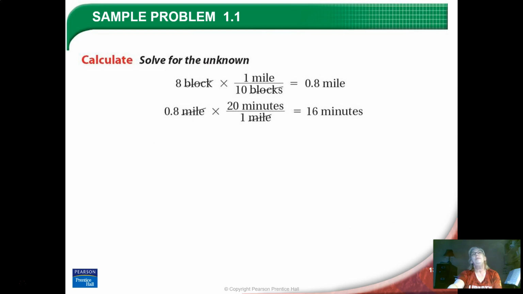So when we do math in chemistry, you're going to see a lot of this. You're going to have to change from one kind of unit into another. So right here, this is called unit analysis. And we know that 10 blocks is about 1 mile. And we know it takes us 20 minutes to walk 1 mile.